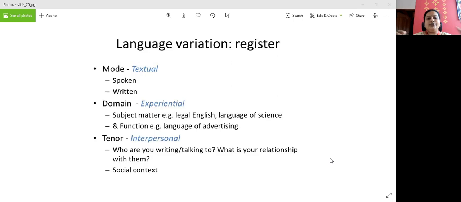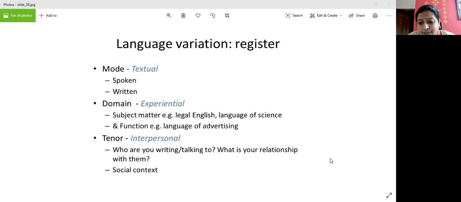I hope this is clear to you. Mode is whether it is spoken or written. Domain is which area or category it belongs to. Tenor is the interpersonal function where you establish the context, the social context of the given discourse, and also talk about the speaker or the writer. So that is all about mode, domain, and tenor.